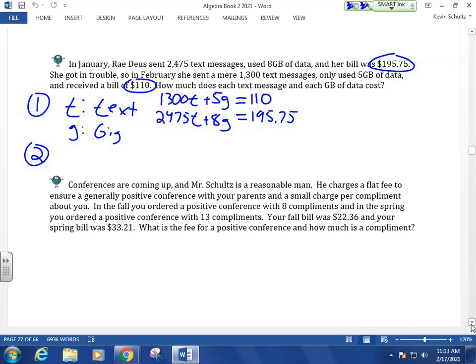You'll notice here as you go through more of them that sometimes, in fact, I'll even dare to say usually, the way the sentence is organized is the way your equation is going to get set up as well, right? We've got 2,475 text messages, 8 gigs of data. The bill was 195.75. That's essentially what we have written here in math form, okay? Then we have 1,300 texts, 5 gigs, 110. Again, kind of the same order there. So that's a big help.